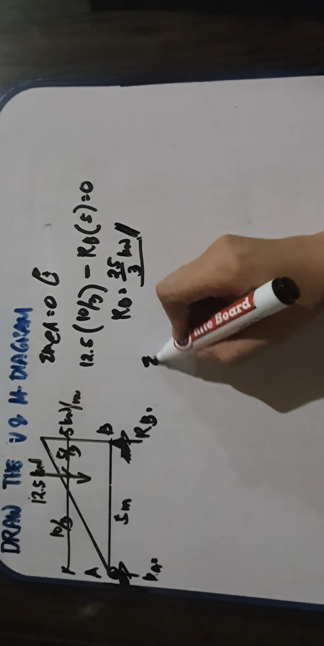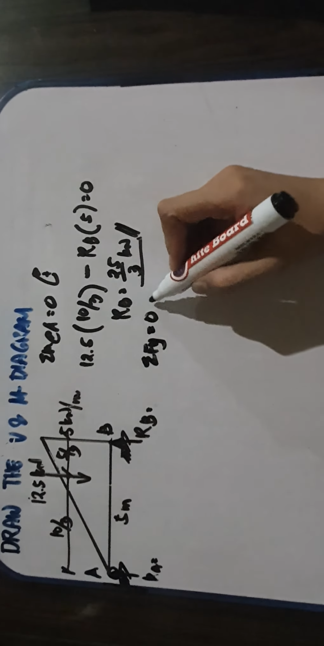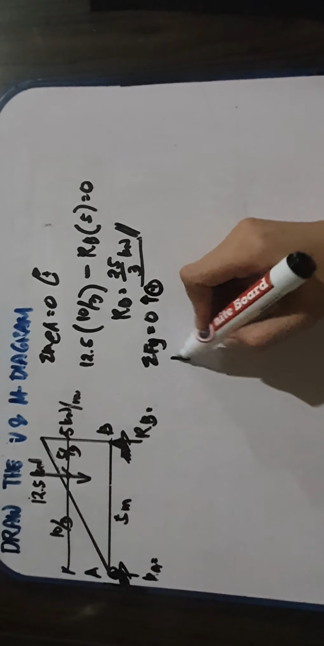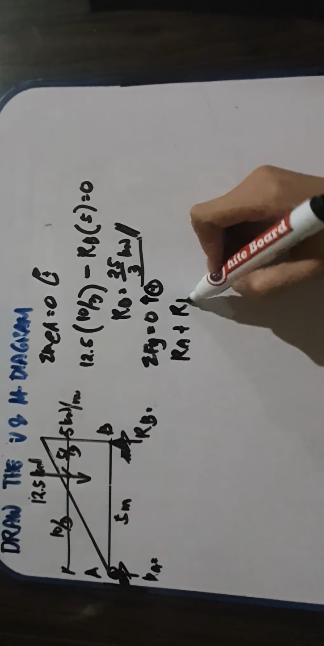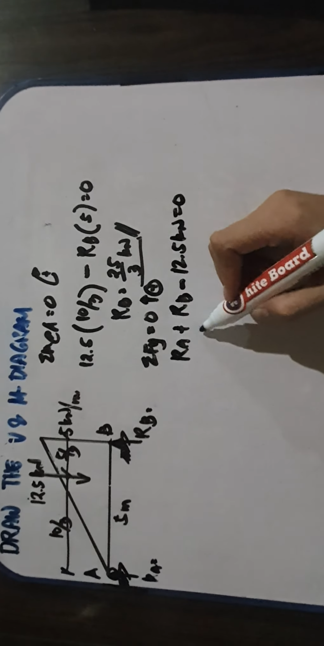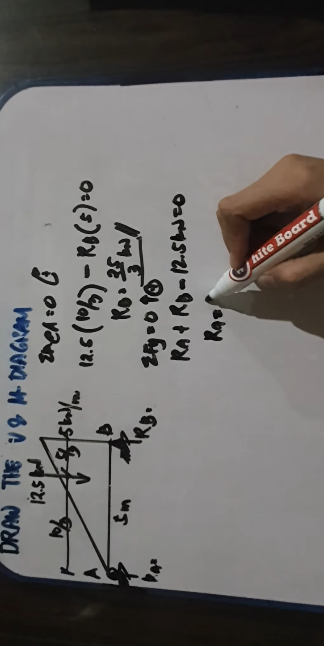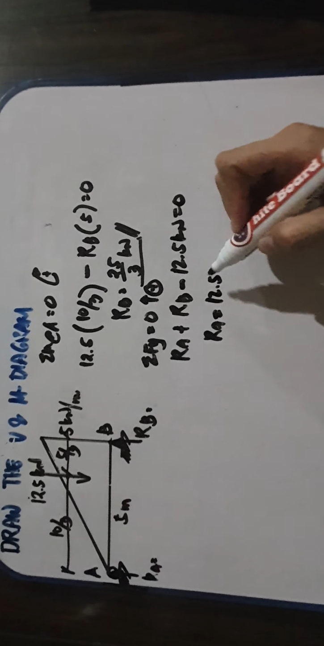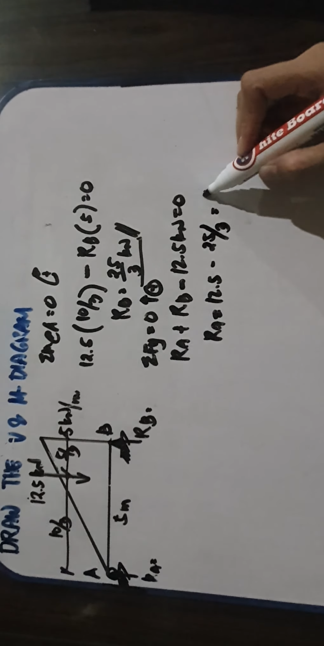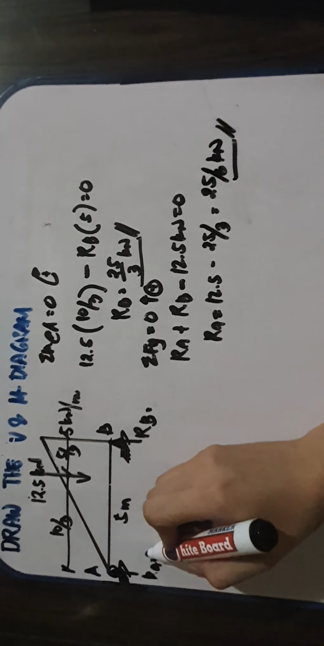So how about reaction at A? We have summation forces Y is equal to 0. Upward is positive. So as you can see, RA and RB are positive. RA plus RB minus 12.5 kilonewton is equal to 0. So we have RA is equal to 12.5 minus 25 all over 3. So that is 25 all over 6 kilonewton. So that is for RA.